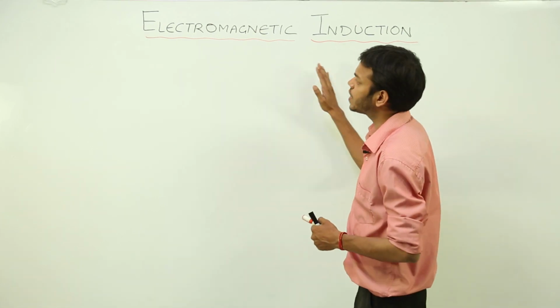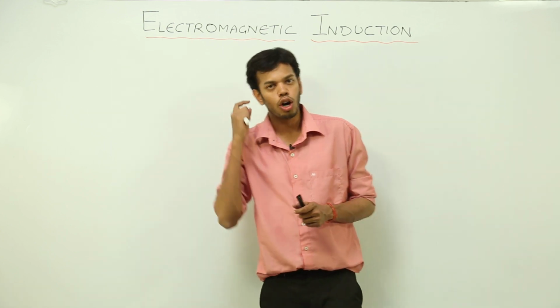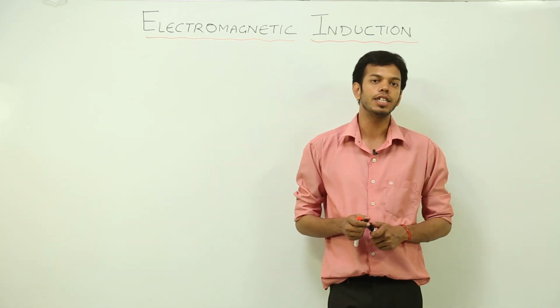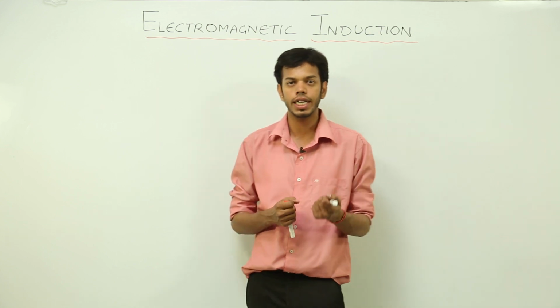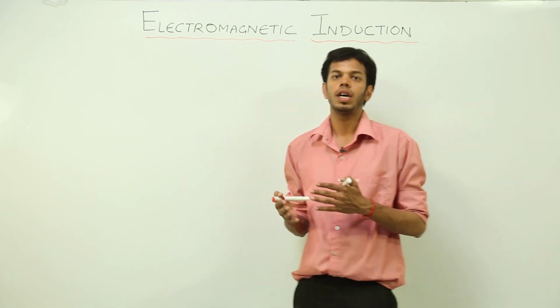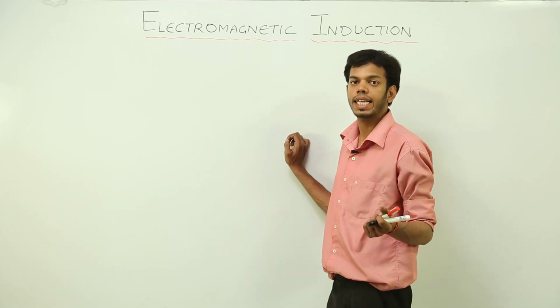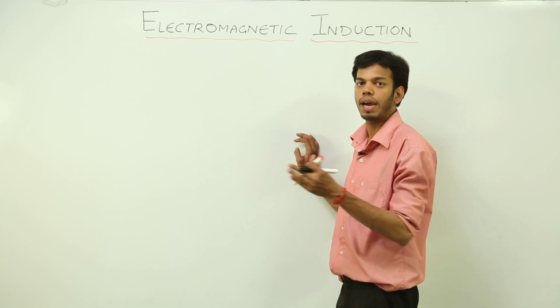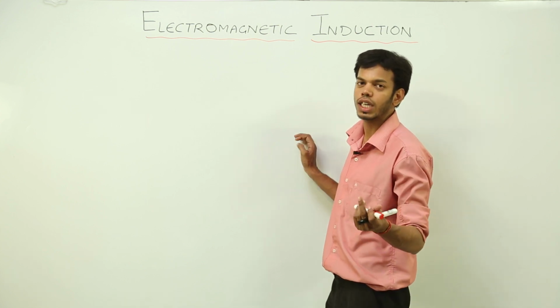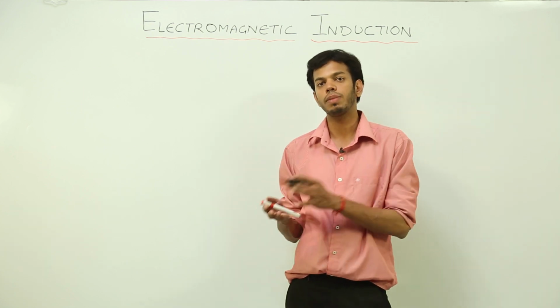Okay, what is this phenomenon, electromagnetic induction? See, in the early period of the 19th century, there were scientists like Oersted and Ampere. They proved and gave conclusions as well as derivations for the fact that moving charges produce a magnetic field. What are moving charges? Moving charges are nothing but current. Current is a moving charge, right? So current produces a magnetic field.